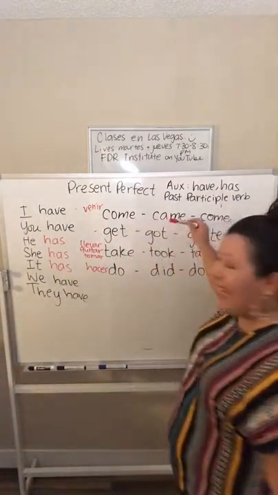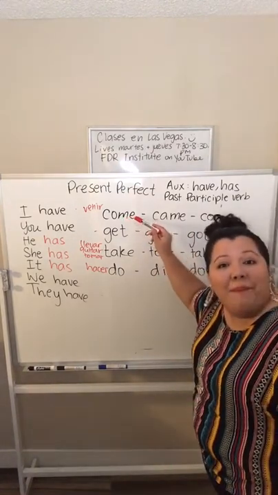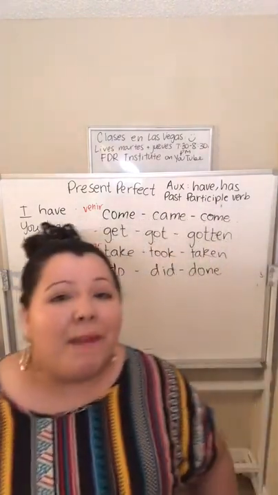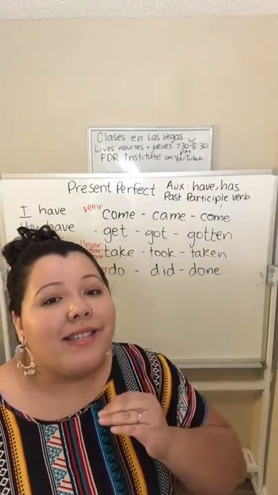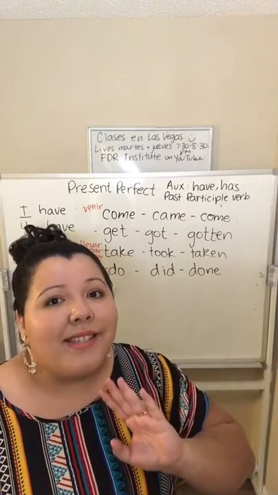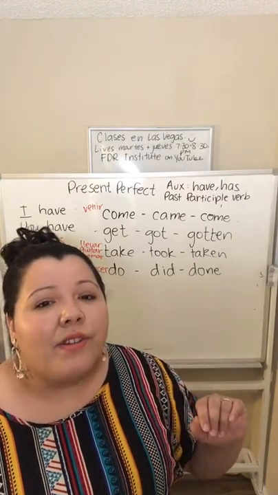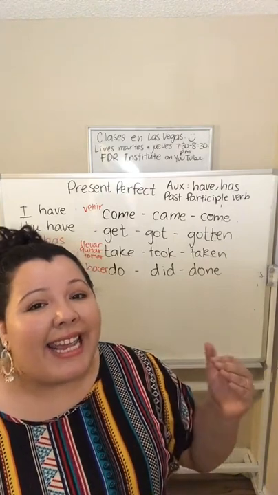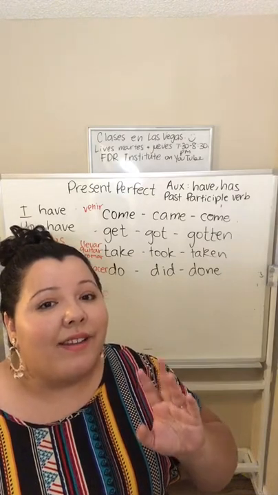So come, came, come. En pasado came, pasado participio, come. Get, got, gotten. El verbo tomar, llevar, quitar, take, took, taken. El verbo hacer general, hacer do, did, done.